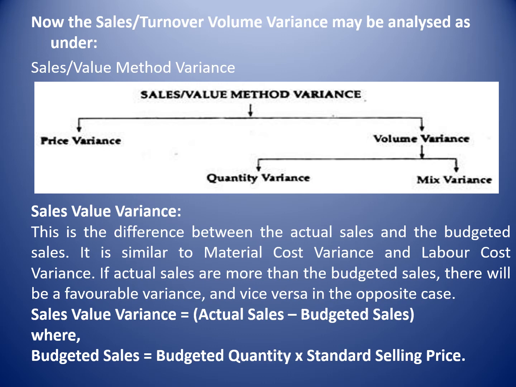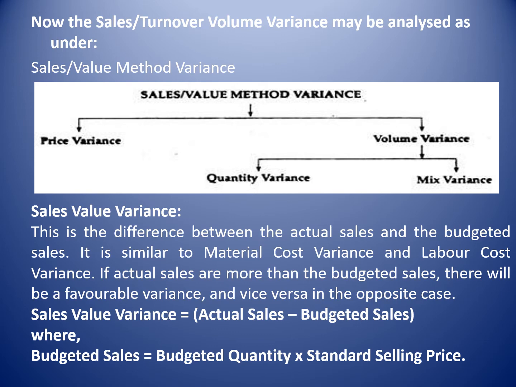So, we can classify the sales or value method variance into two main headings: price variance and volume variance. Again, volume variance can be subdivided into quantity variance and mix variance. Then, what is sales value variance? This is the difference between the actual sales and the budgeted sales.